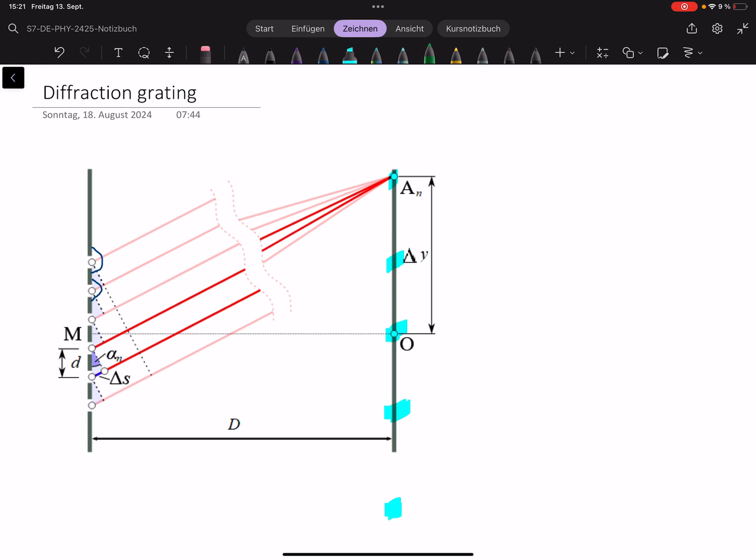If you look at the index n, for 0 it's the main maximum. If n is 1, then we've got the first maximum. This could be the second maximum, for example.